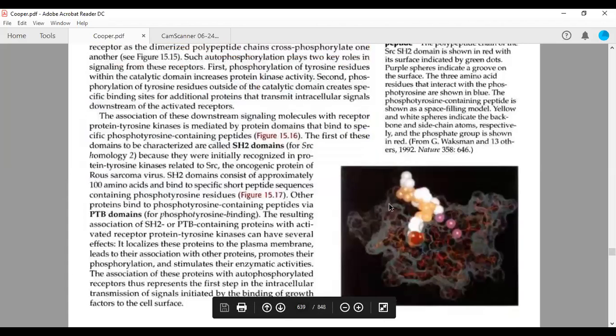So a model has been given. It is showing the amino acids which are interacting with the phosphotyrosine. Actually, this is the SH2 domain of the protein. It will interact with phosphotyrosine. So it is shown as a space filling model and written here somewhere.